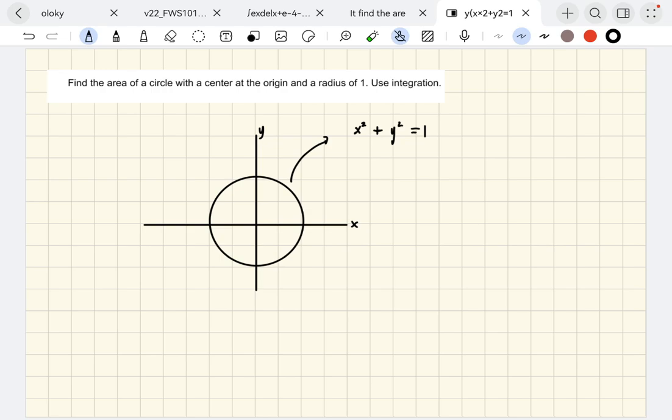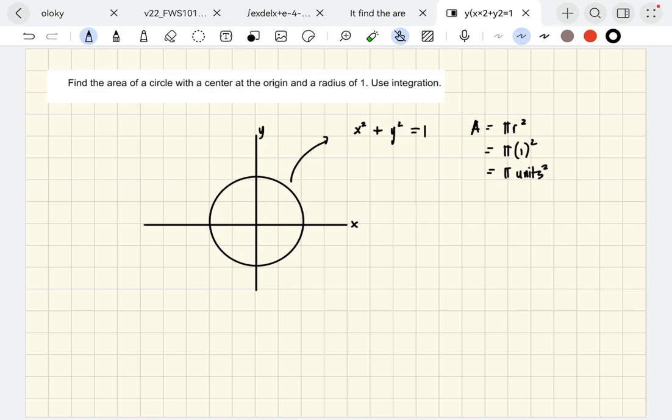Let's try to solve this problem. Find the area of a circle with a center at the origin and a radius of 1. Now, if you can recall your high school geometry, you can simply solve the area of this circle as area is equal to pi r squared. And so the radius is just 1, right? So the area of this circle should just be pi units squared.